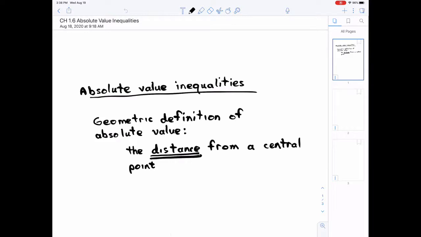We're going to use the geometric definition of absolute value. Now, why is that? Well, what's the geometric definition? First of all, it's the distance from a central point. Why are we going to do this? In the last video, which was just on inequalities and interval notation, I said you must solve an inequality by graphing, with the exception of a single linear inequality.